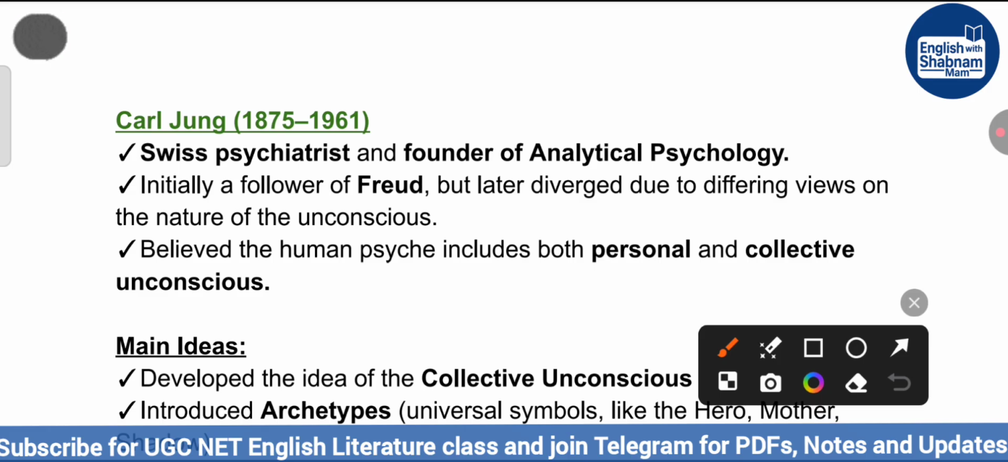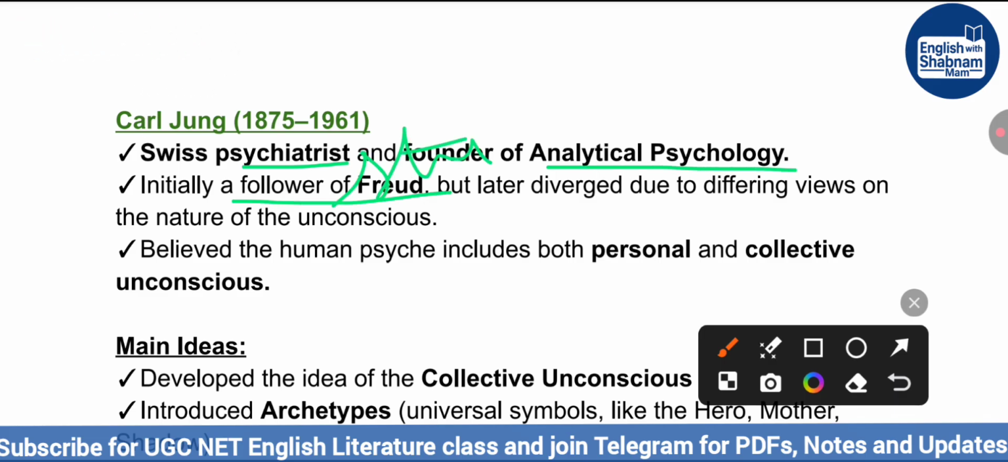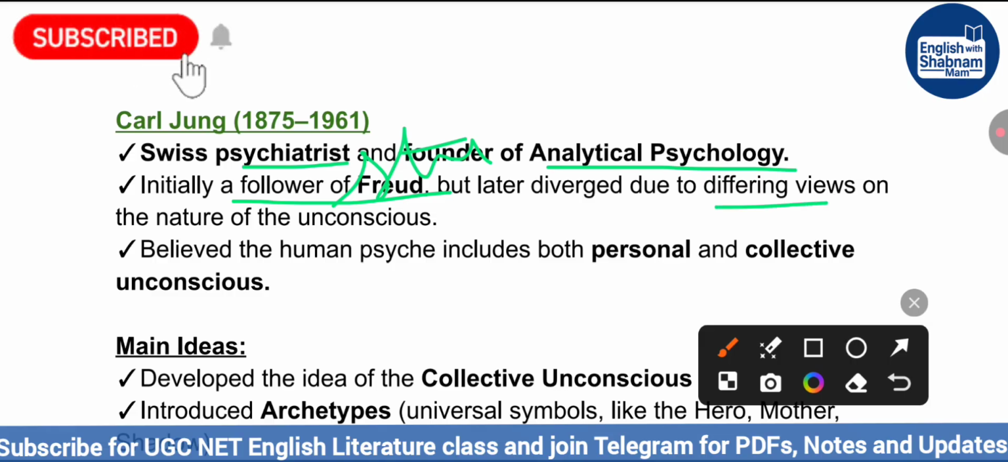Another important theorist we have is Carl Jung, who was a Swiss psychiatrist and the founder of analytical psychology. Initially he was a follower of Freud, you can say a student of Freud, but later he was not satisfied with the ideas of Sigmund Freud. That is why he diverged.